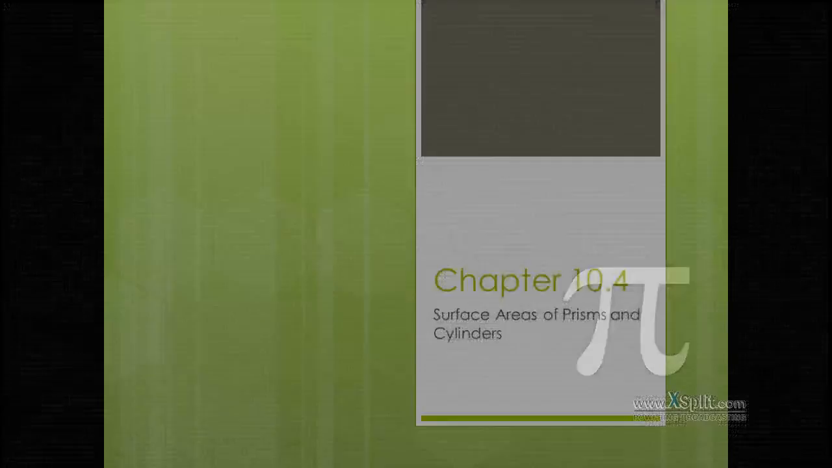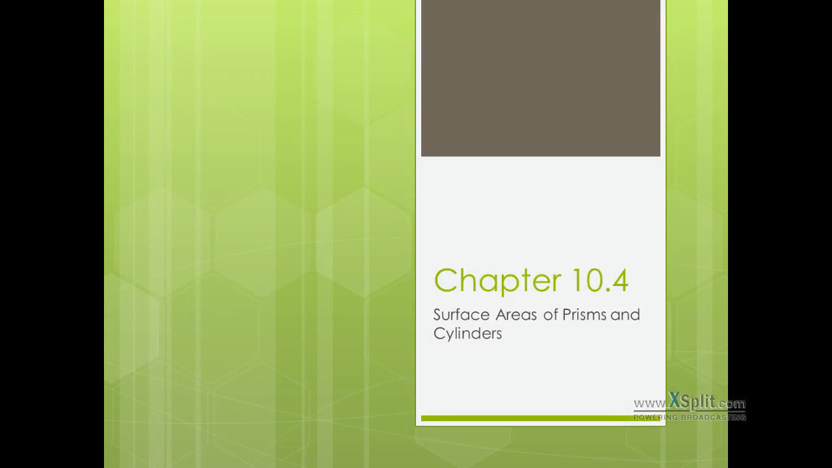Welcome back. Today we're going to be jumping into chapter 10.4, and we're going to be looking at surface areas of prisms and cylinders. Chapter 10.4 relies on knowledge of 10.1 and 10.2, so if you haven't seen those yet, please check those out on drawing some 3D figures and doing nets of the figures. Those are going to be especially helpful.